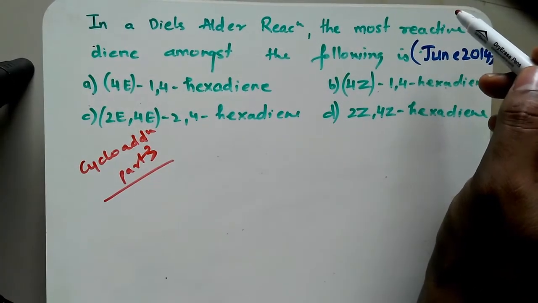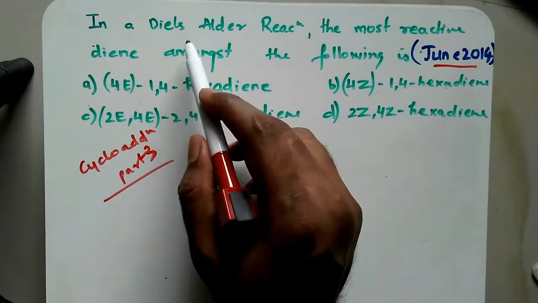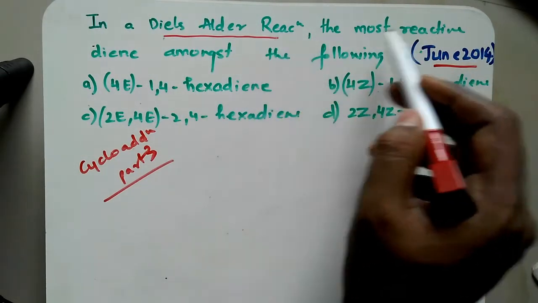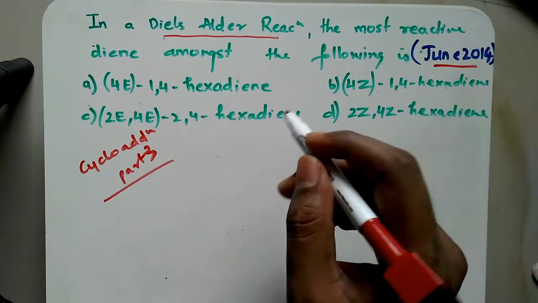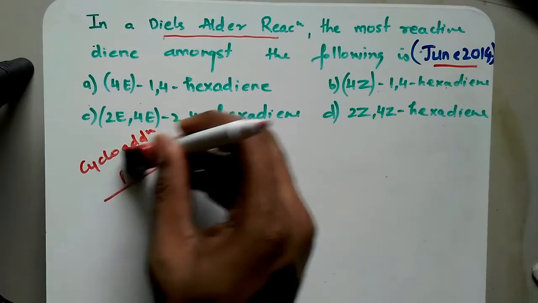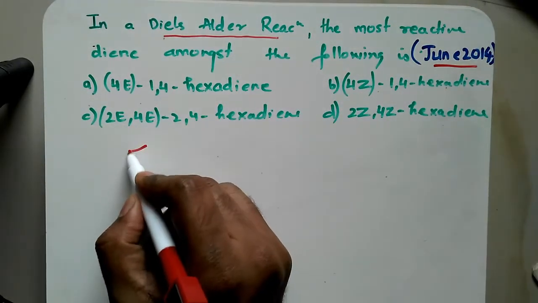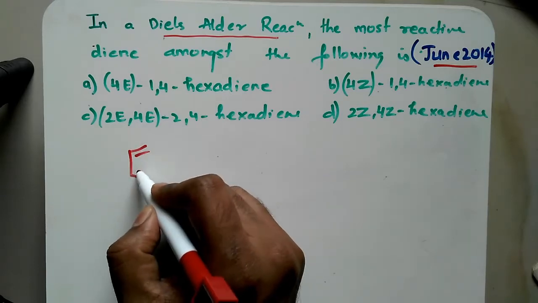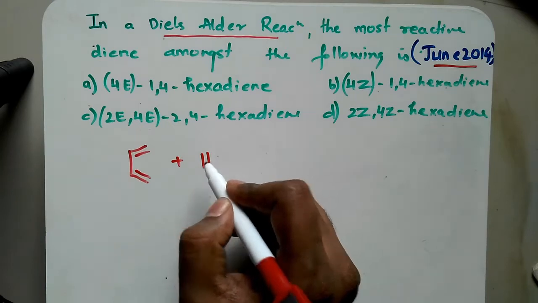It is very important. This question is from June 2014. In Diels Alder reaction, the most reactive diene amongst the following is... Regarding a diene in the Diels Alder reaction, we have 1,3-butadiene plus 1 ethene molecule.